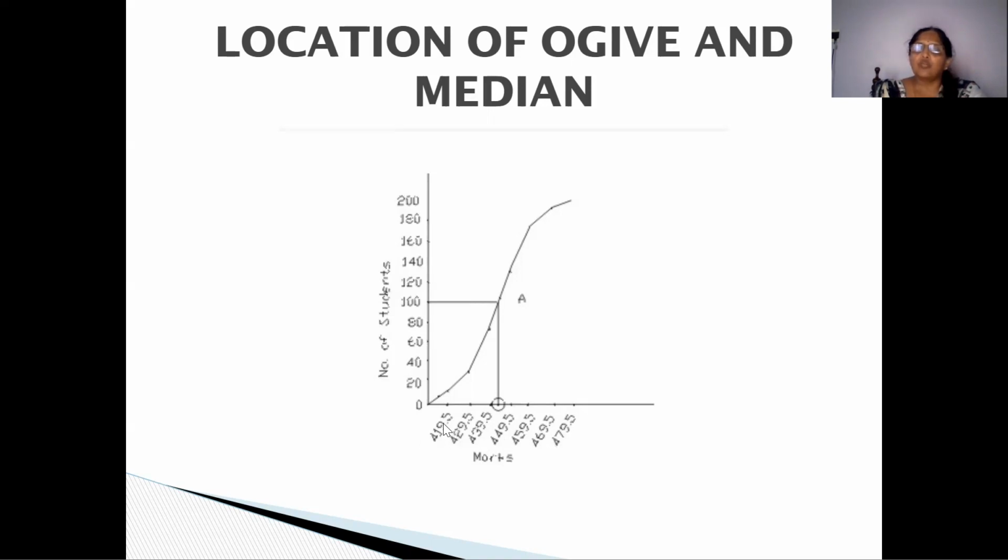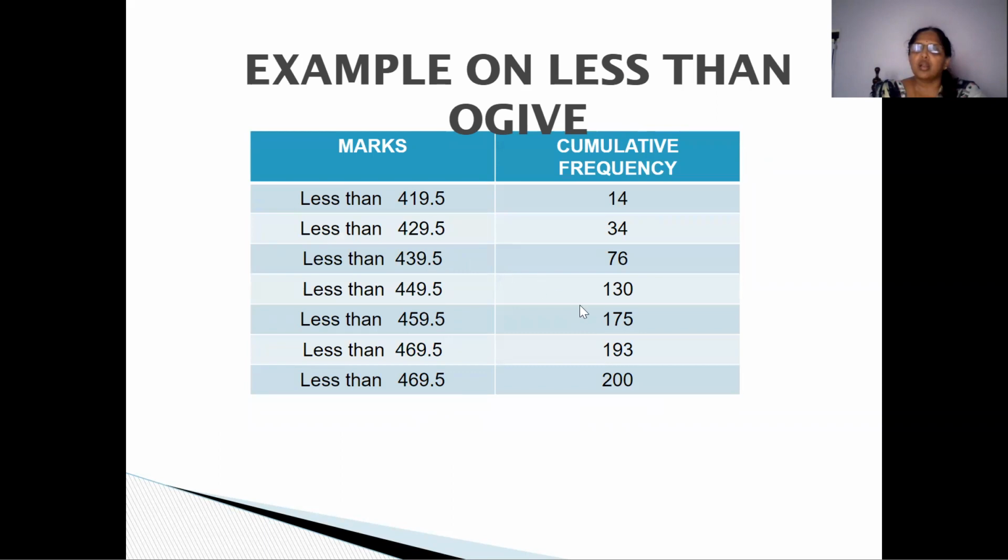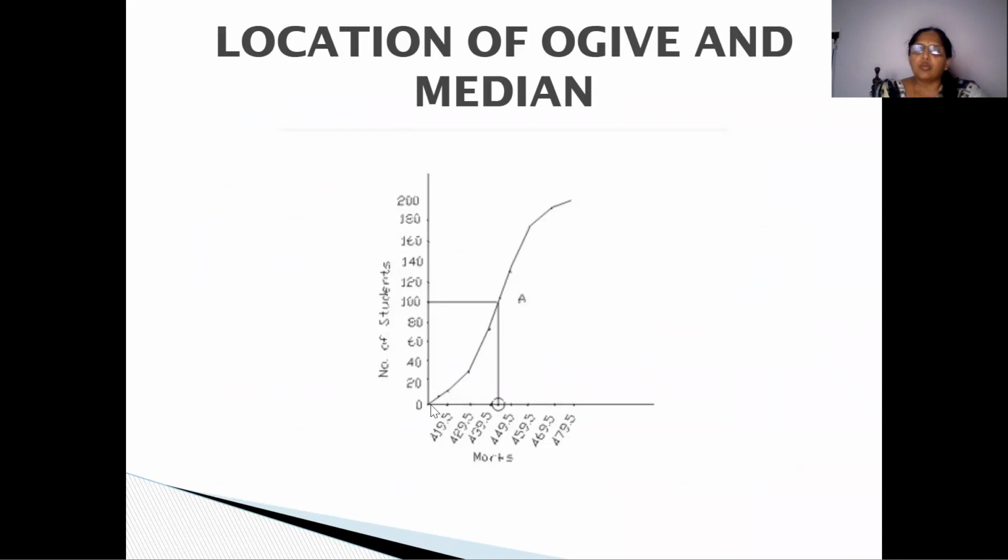Now, what is the value for 419.5? It is 14, and for 429.5 it is 34. The point 419.5 is here, at 14. For 34, it is here. Between 20 and 40, 34 is almost in the middle. So this is the second point.